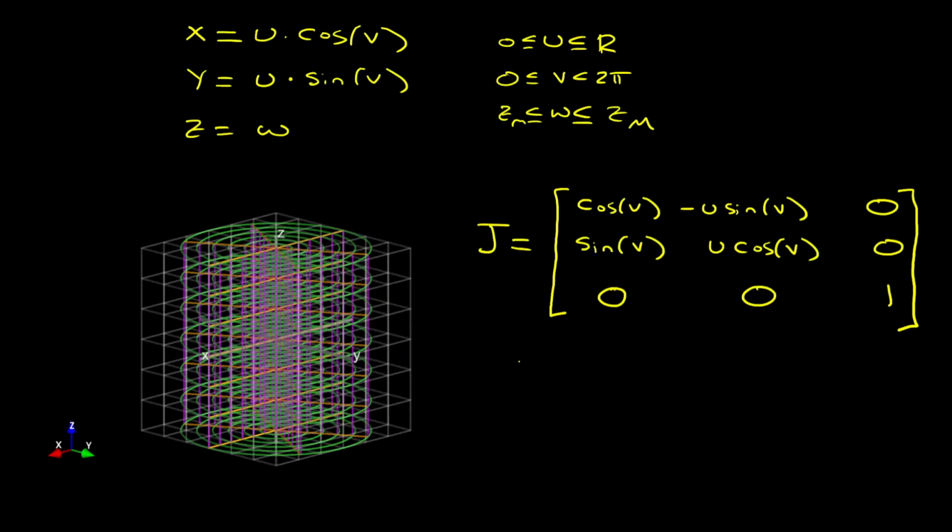This also means that this column right here is the u partial derivative of the Cartesian position vector. This column right here is the v partial derivative of the Cartesian coordinate position vector. And this last column right here is the w partial derivative of the Cartesian coordinate position vector.